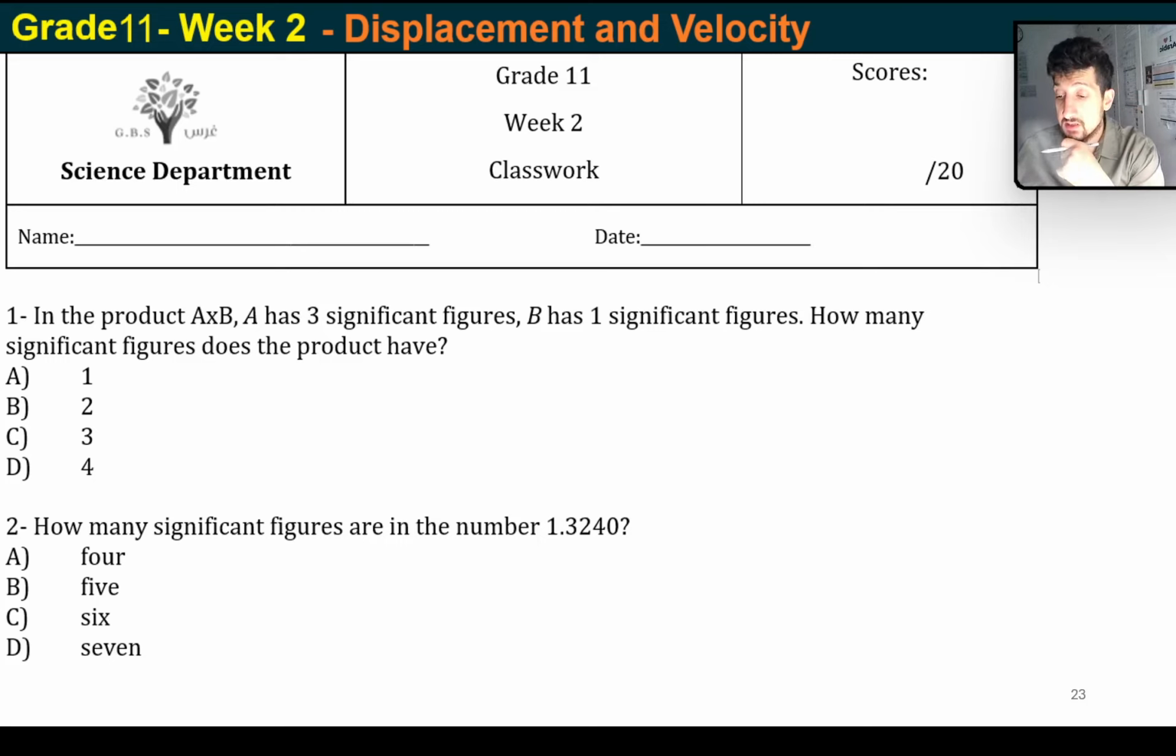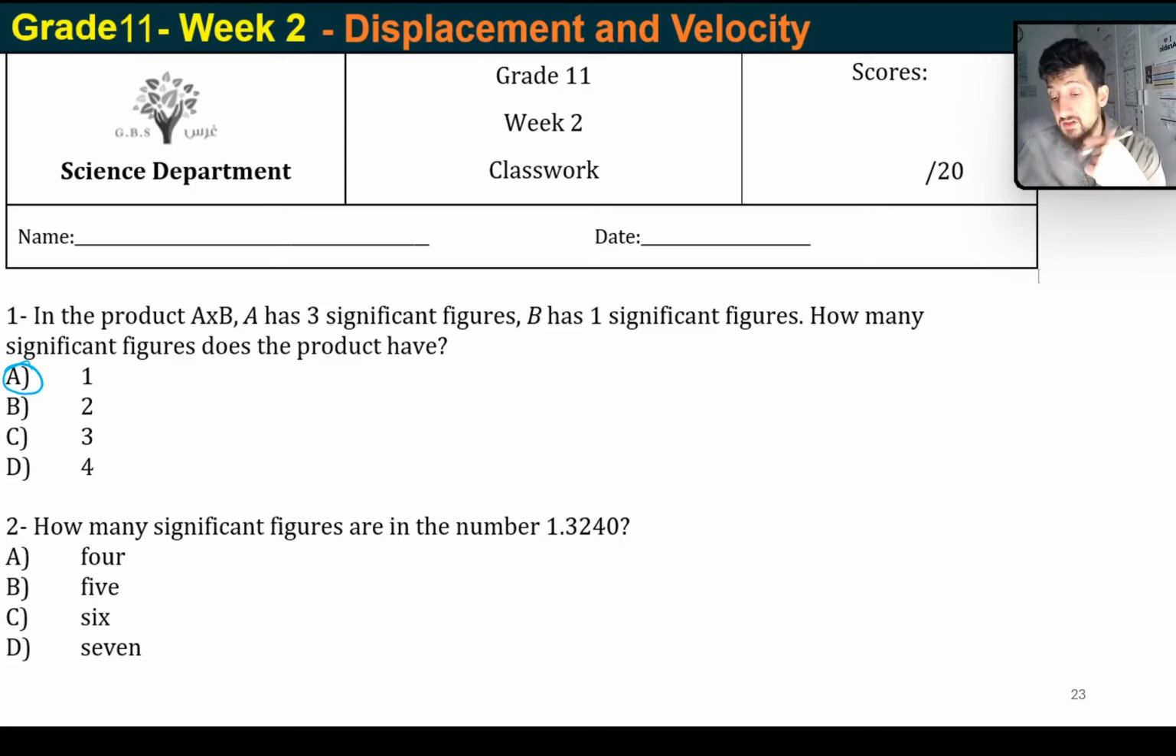In the product A times B, A has 3 significant figures and B has 1 significant figure. How many significant figures does the product have? Well, it's going to be the one with the smallest number of significant figures, so it's going to be 1. Why is that? Because it's the one that's least accurate, and the product cannot be more accurate than any of the individual components. So because that's the least accurate, it's going to be the answer. It's always equal to the one with the lowest significant figures.